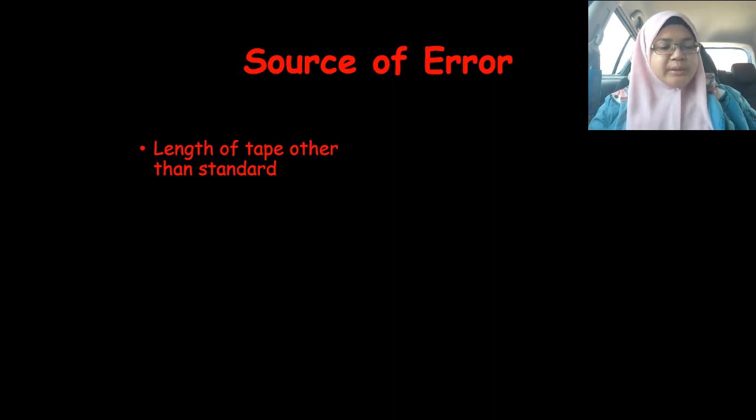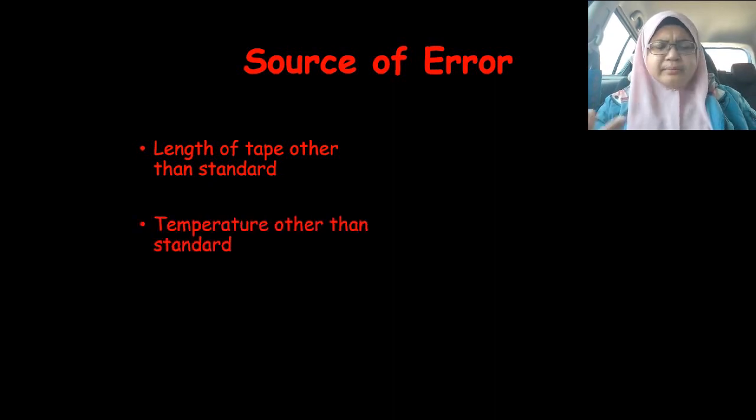Secondly would be the temperature. For example, steel tapes are standardized at 68 degrees Fahrenheit or 20 degrees Celsius. So if the temperature is higher or lower, it will change the length of the tape. The temperature of the tape can be quite different from the air temperature measured.